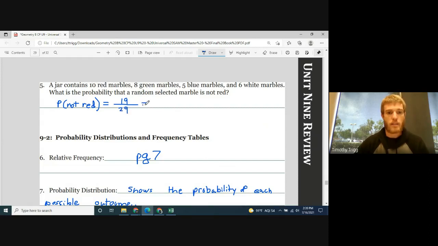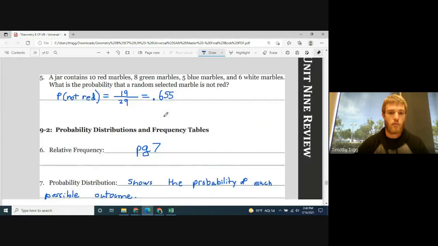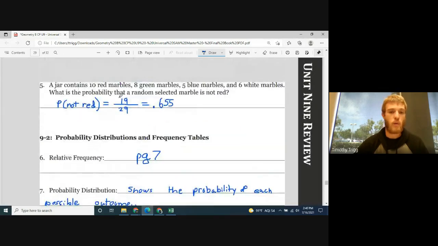If you want that as a decimal, 19 out of 29 is 0.655. Again, I'm happy leaving it as a fraction as long as the fraction's reduced. So if you leave it as a fraction, I'm happy, but you should be able to know how to change it to a decimal. For fullest understanding, you could write it as both.